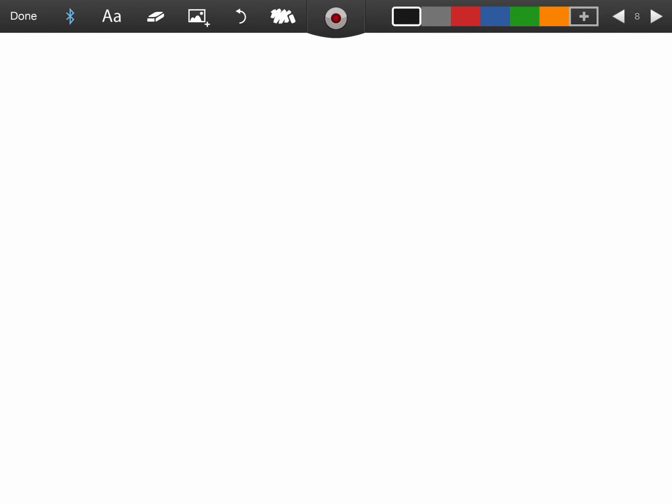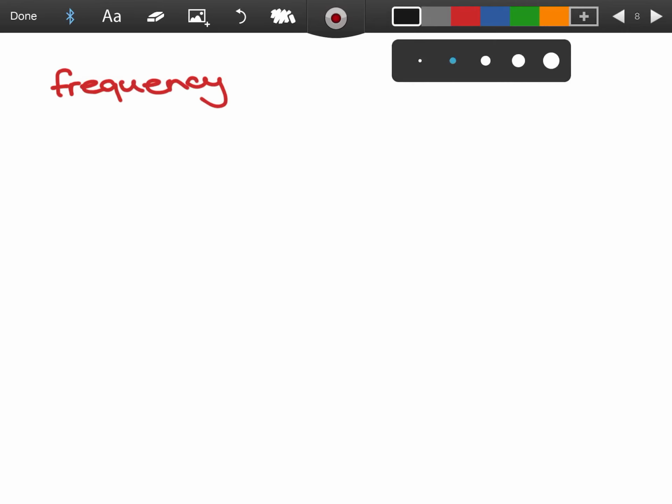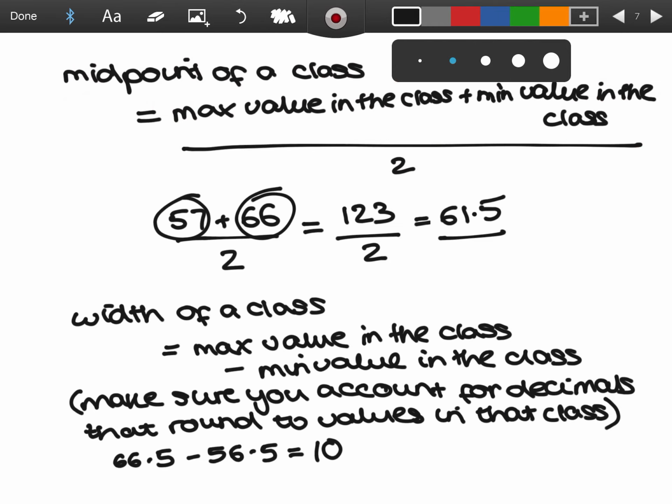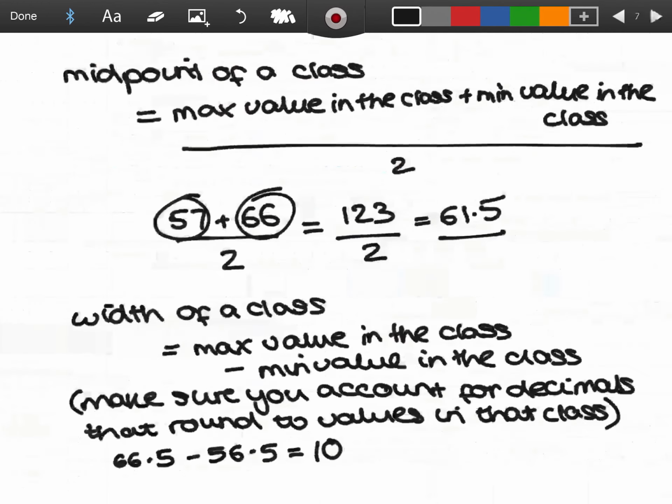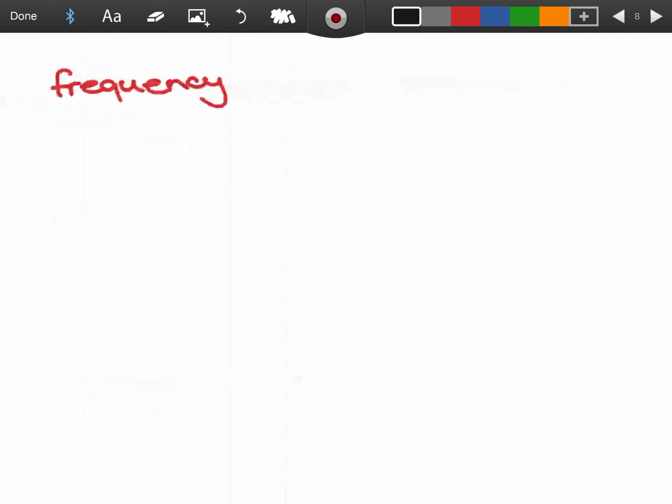There are 4 more terminologies that you'll need when you deal with frequency distributions. Okay, first one we've already discussed, is frequency. And as we've said, the frequency of something is how many times something happens. So in this case, it was how many times did we get a heart rate of between two values? How many times did we get a heart rate of between 57 and 66? How many times did we get a heart rate of between 67 and 76? Okay, so the frequency is just how many times something happens.